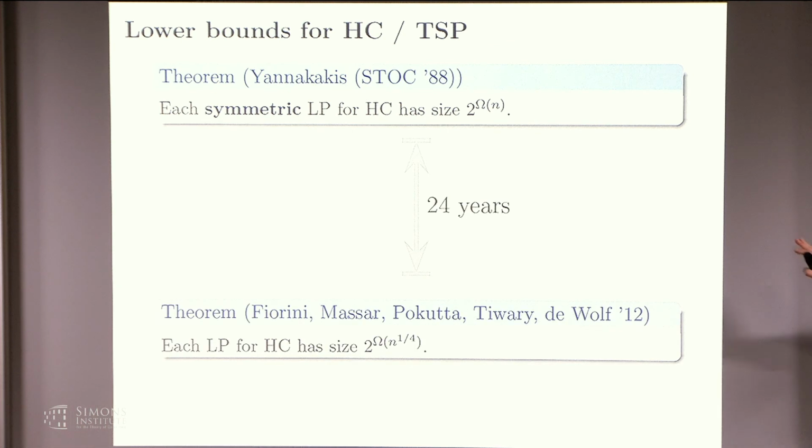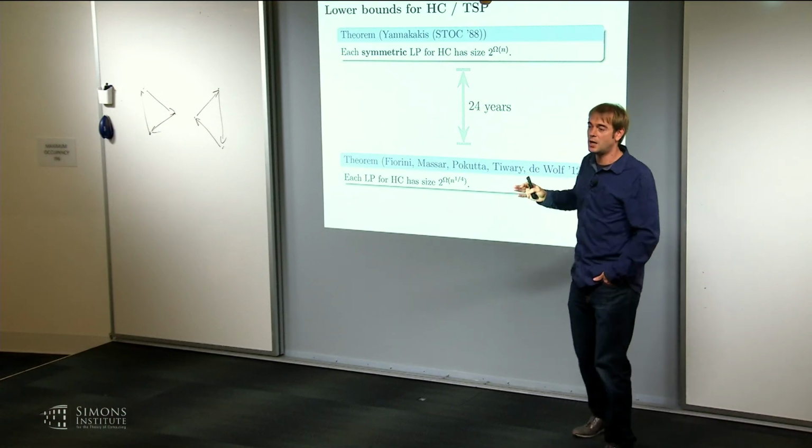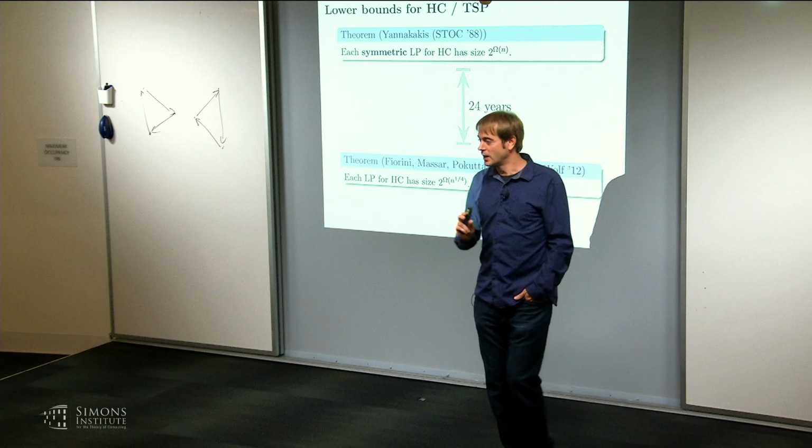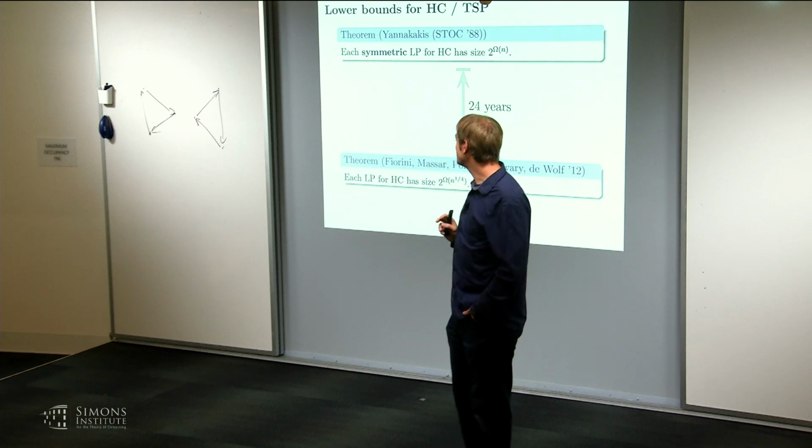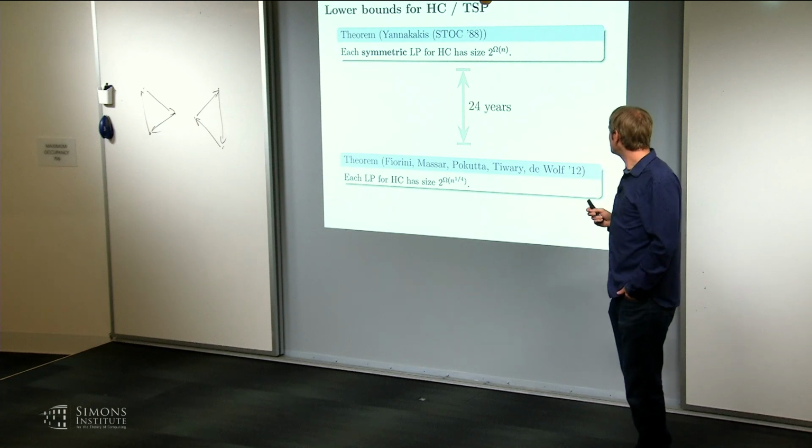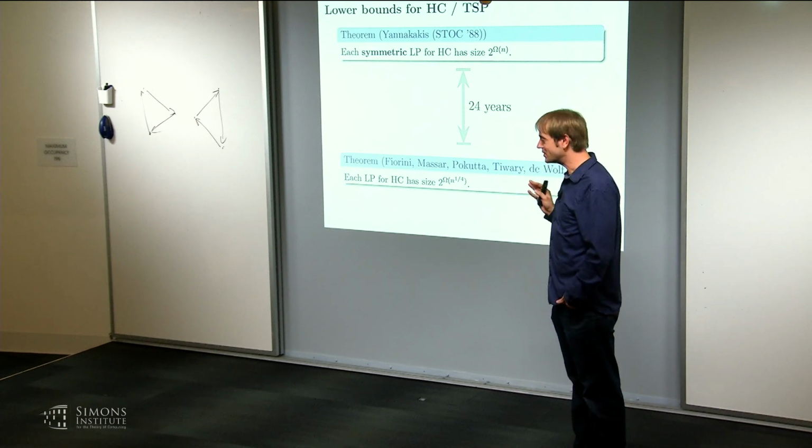But it took a surprising quarter of a century until some people, including some of the participants of the current program, proved that there's actually no linear program whatsoever for Hamiltonian circuit. In particular, this is the paper by Fiorini, Massar, Pokutta, Dewaire, and de Wolf. The lower bound they have is exponential or sub-exponential, however you want to call that number. So that's great. It means you can just read the abstract of the paper and then reject it. It's a wonderful way to preserve capacities if you're a reviewer.